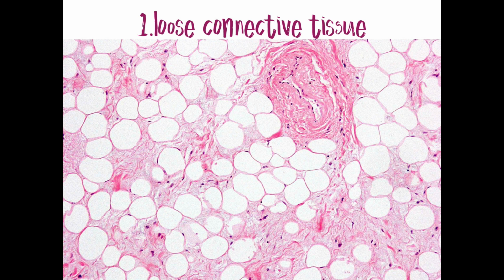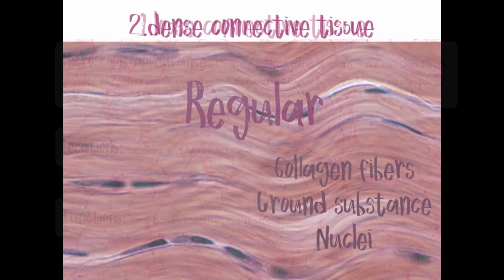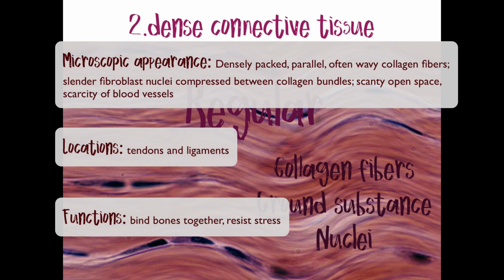And this adipose tissue is the tissue that surrounds those organs. And if you can see here, that looks like a blood vessel, some kind of vessel that's being surrounded by that adipose tissue. So we're looking now at dense connective tissue. This is the second type of connective tissue.